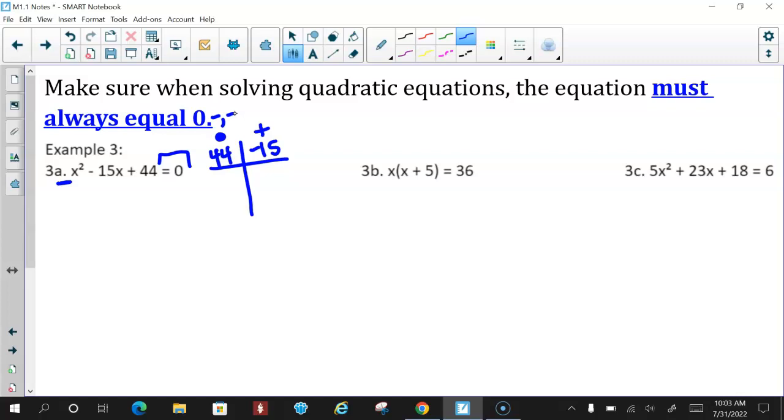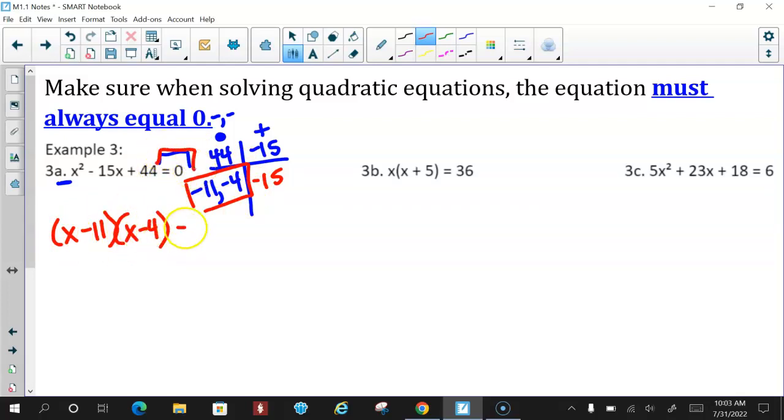And you should get negative 11 and negative 4. Because notice two negatives make a positive when multiplying, and when you add them, you do get negative 15. So our two factors are x minus 11 and x minus 4. But remember, it is equal to 0. So is that our answer? Negative 11, negative 4? No.